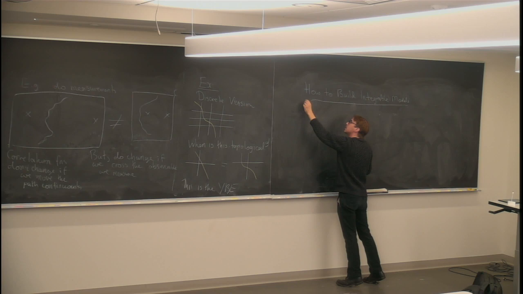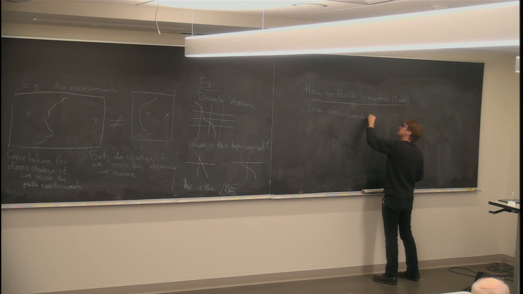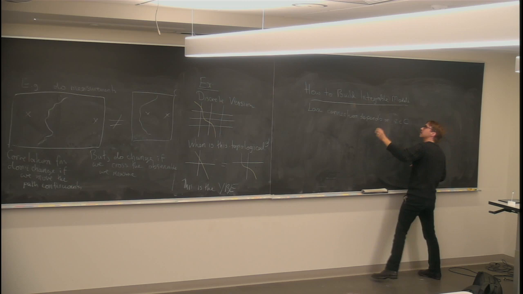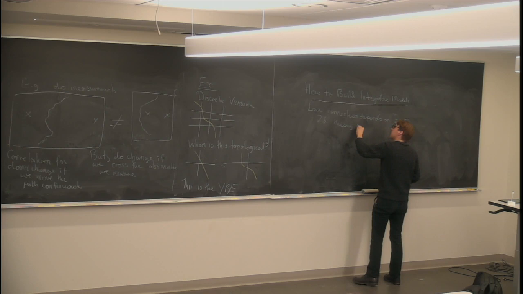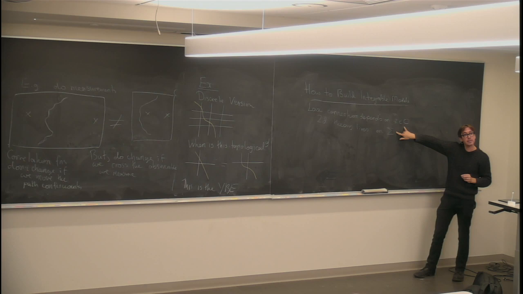So in the beginning, the Lax connection depends on z and some curve, and the 2D theory lives in some other surface. So what we're going to do is put them together into four-dimensional space-time, and we'll see that all of these integrable models appear naturally by studying the gauge theory on this four-dimensional space-time.